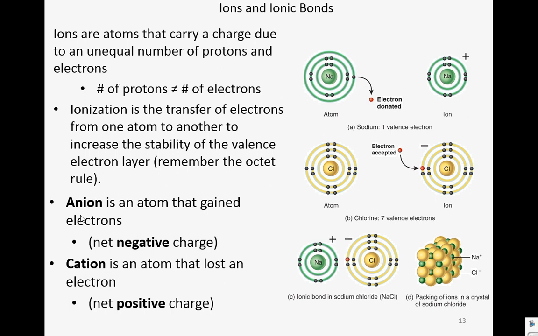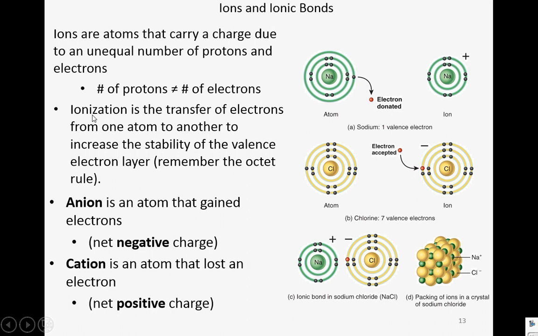An ion is defined as an atom that carries a charge due to an unequal number of protons and electrons. Simply put, it is where the number of protons does not equal the number of electrons. So we're either positive or negative.